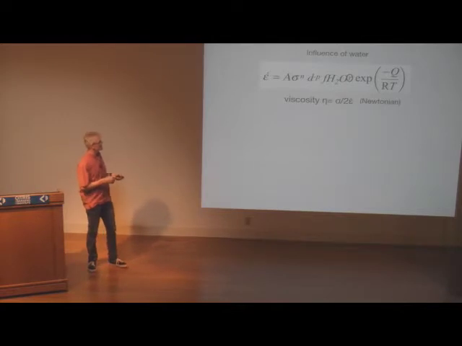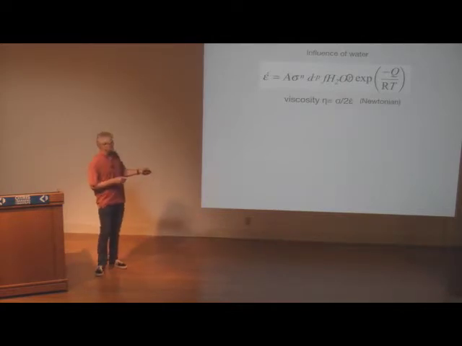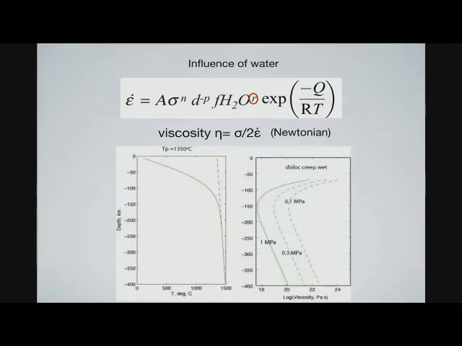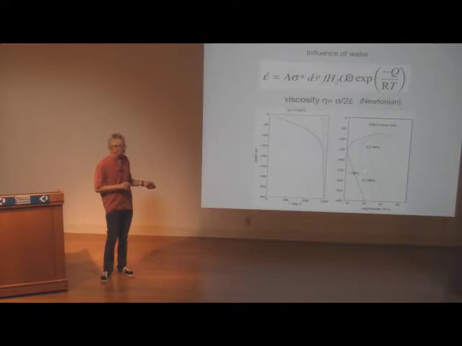So, influence of water. The viscosity, just as a reminder, is the ratio between stress and strain rate. This is for Newtonian, but it gets a little bit more complicated if you have a nonlinear relationship between the two. And just as another reminder, an important aspect of dislocation creep is that the viscosity then becomes stress dependent, because of this nonlinearity. So if you calculate viscosities leaving everything else constant, here the stress is 0.1 megapascal, here you have 1 megapascal.